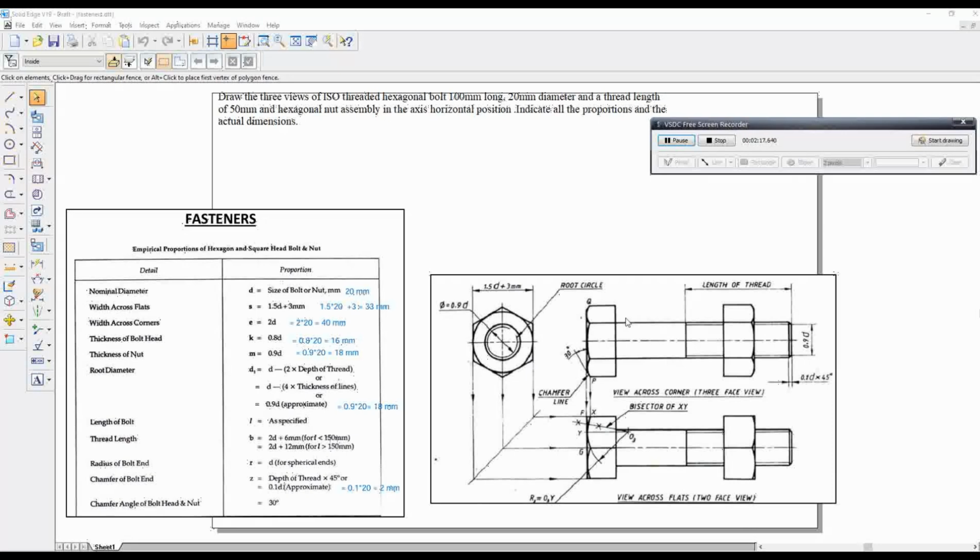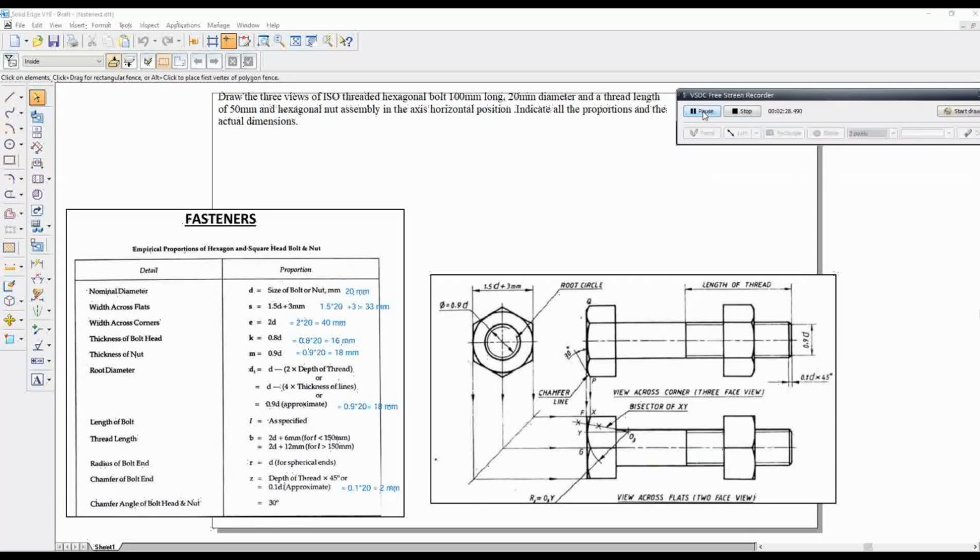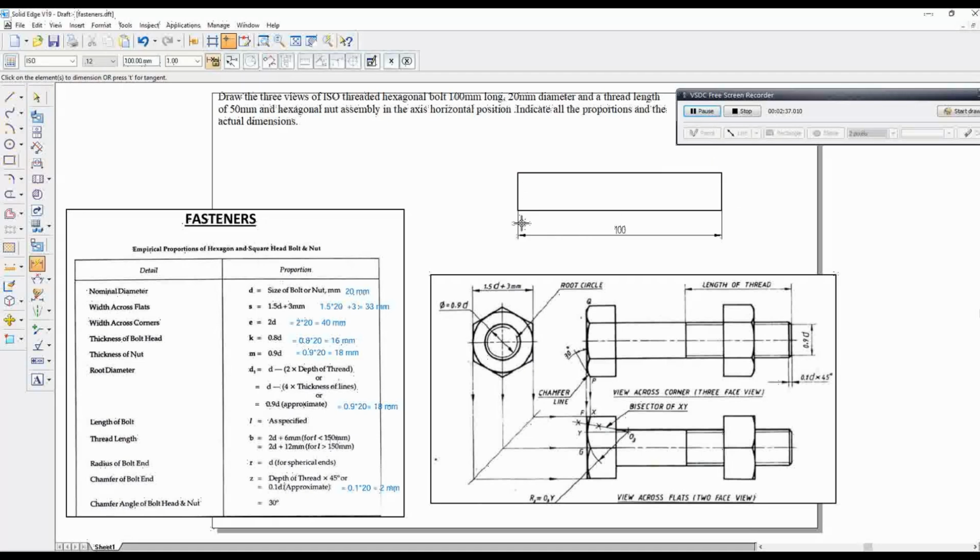This is the front view of the bolt and nut assembly. This is the top view of the bolt and nut assembly. This is the right side view, so right and left, the right side view of the nut and bolt assembly. Now we start drawing the front view. First we should draw the total length of the bolt. Now I have drawn the length of the bolt, 100 mm long.